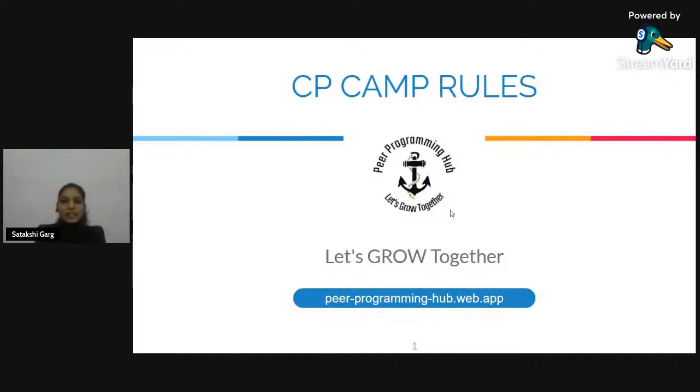There are 4 levels of the CP Camp. First is the surgeons, second is the knights, third is the captains, fourth is the commanders, and the final survivors become the warlords. That is how our CP Camp goes. Today we'll be discussing the rules for the upcoming CP Winter Camp. We have so far conducted 2 camps, one in the spring and the other in summer, and now we are coming up with the CP Winter Camp. So let's start with the rules.